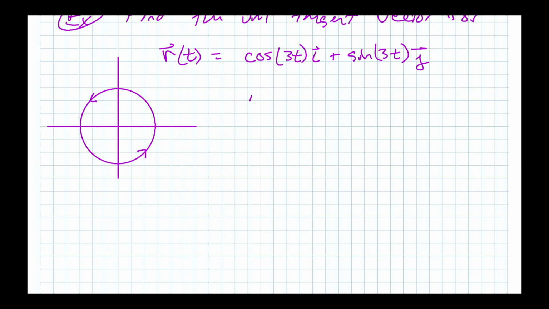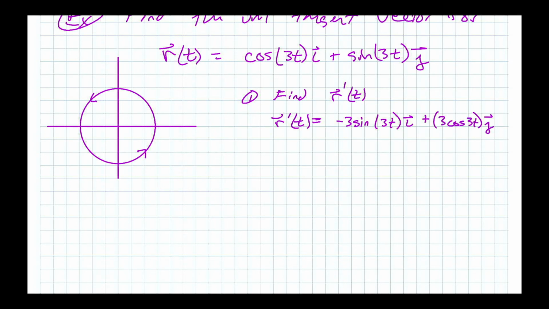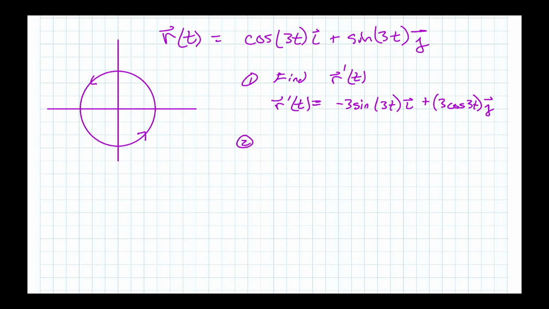So find r prime. That's a very straightforward derivative. No special rules required. The derivative of cosine 3t is negative 3 sine 3t. Don't forget the chain rule, i. And then plus the derivative of sine 3t, which is 3 cosine 3t, j.